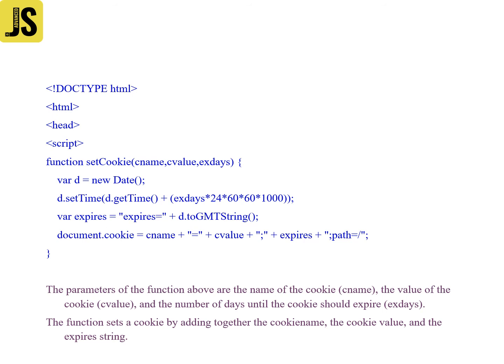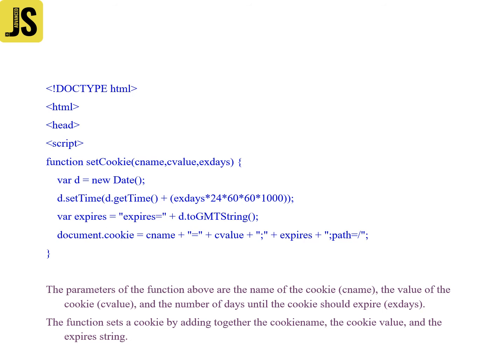So the parameters of the function setCookie are the name of the cookie, that is cname, the value of the cookie, that is cvalue, and the number of days until the cookie should expire, that is mentioned as exdays.